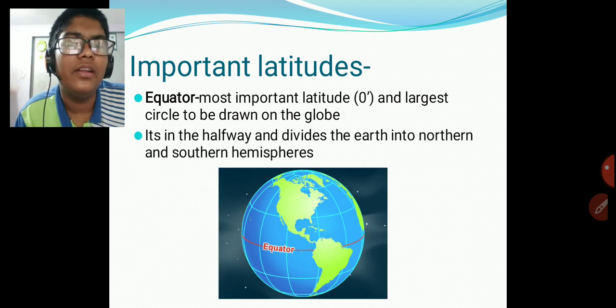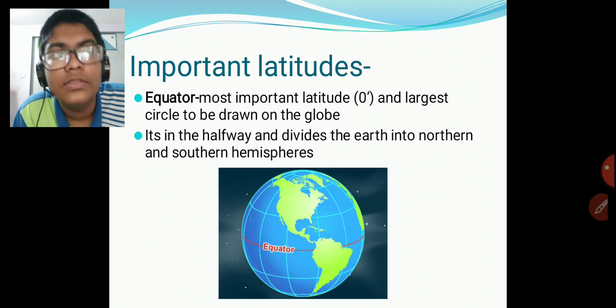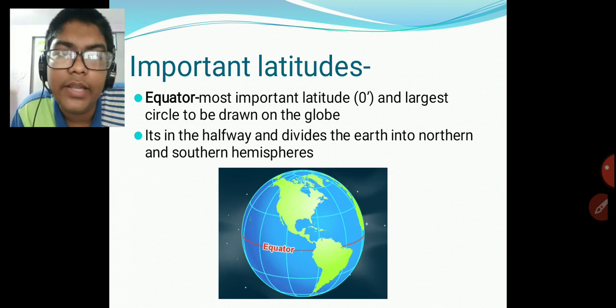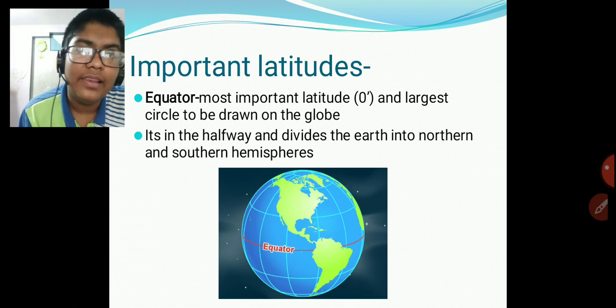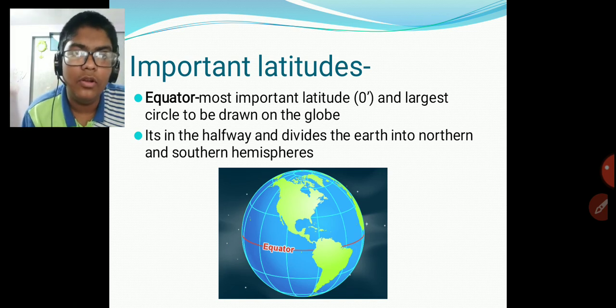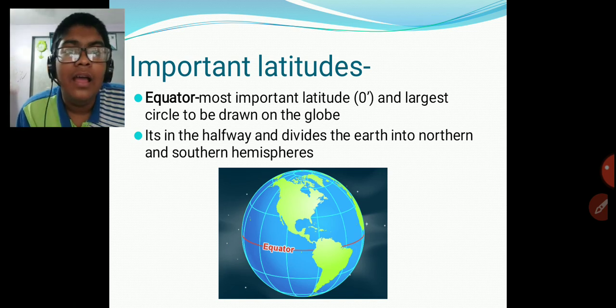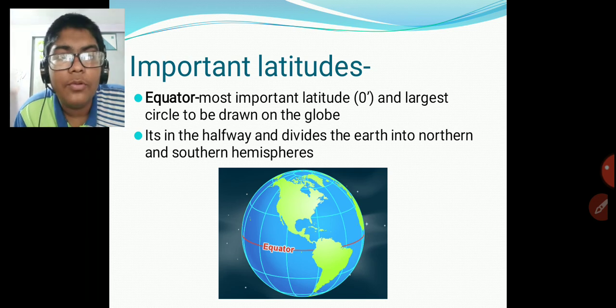Now let us learn about some important latitudes. The first one is the equator. The equator is the most important latitude at 0 degrees, and is the largest circle that can be drawn on a globe. It's halfway and divides the earth into the northern and southern hemispheres.